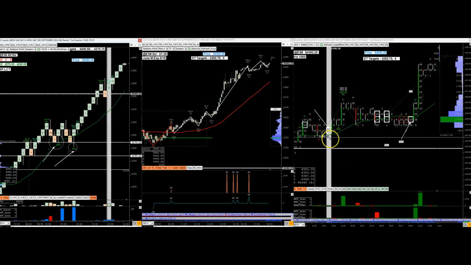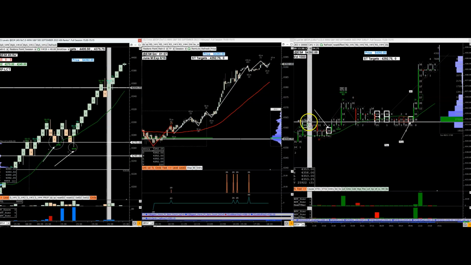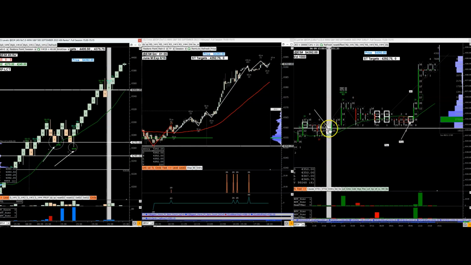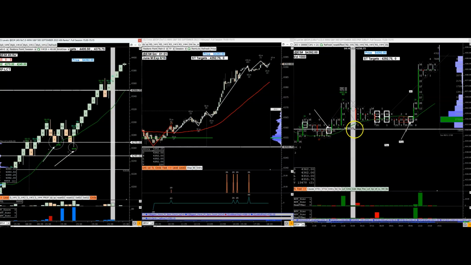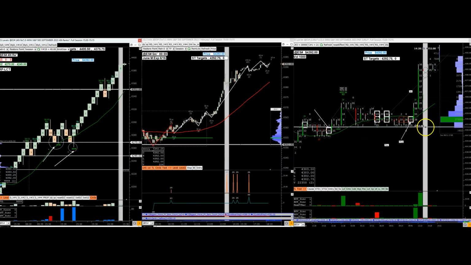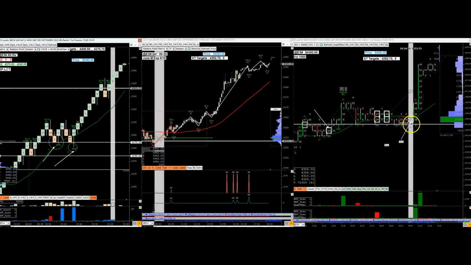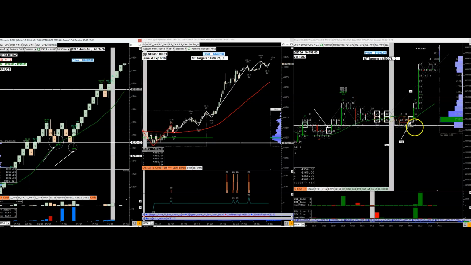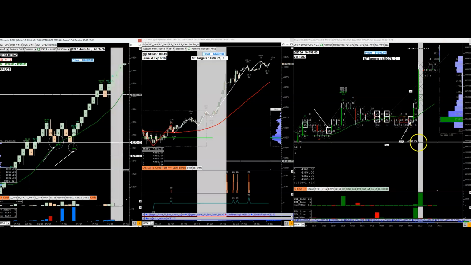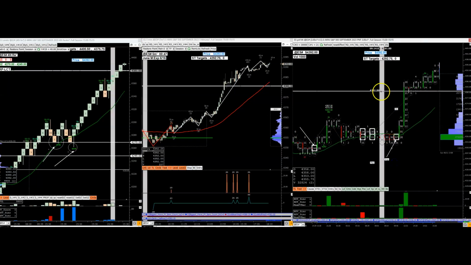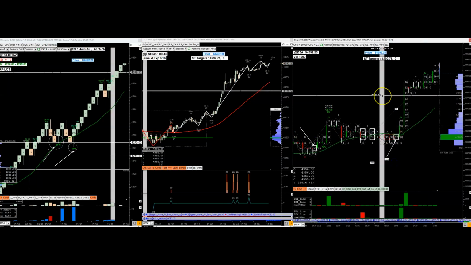Anyway, this 56 held everything. This 56 here, 56,000, it basically made a line of support, and where was this? And that's where it rebased and went higher. So we'll just see what opportunities are there tomorrow.